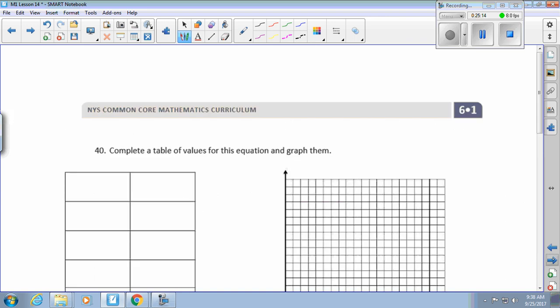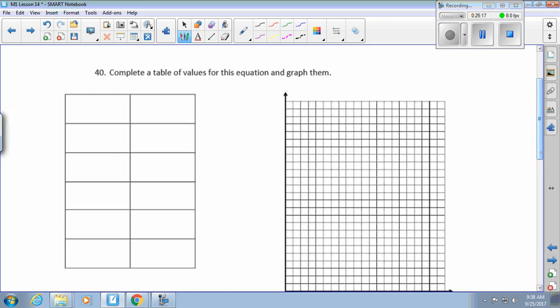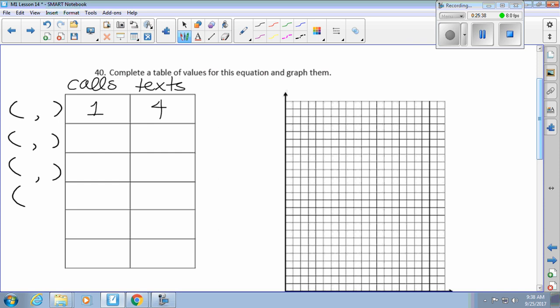On the next page, we're going to set this up a little bit. So this is going to be calls to texts. All right. And that ratio was 1 call, 4 texts. Your job is to finish that ratio table. You are then, yes, this is going to be your homework. Then you're going to write these as coordinates when you're all done, okay? You can label these on your paper. I don't have a lot of room up here. For example, A, B, C, D, E, and F.